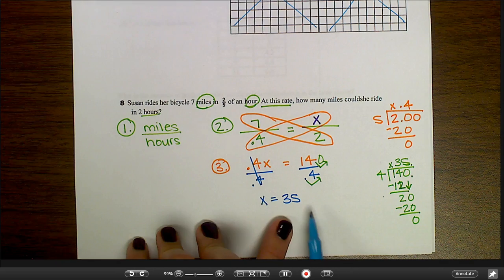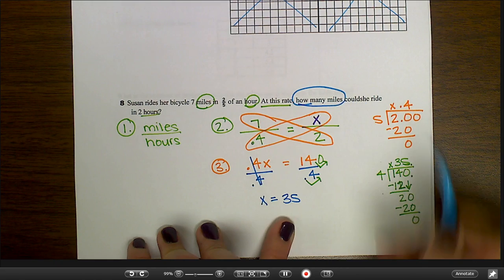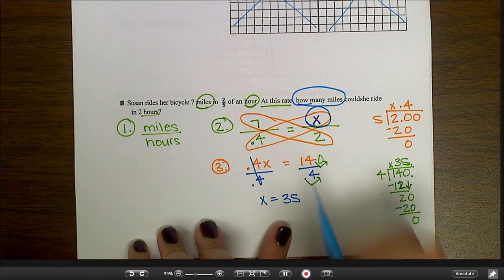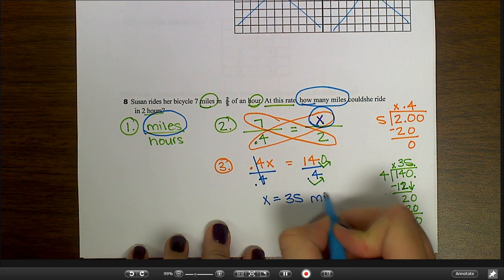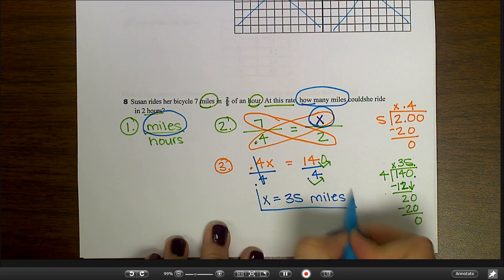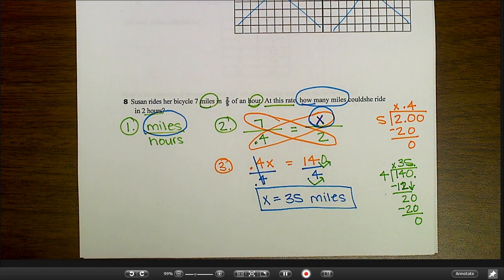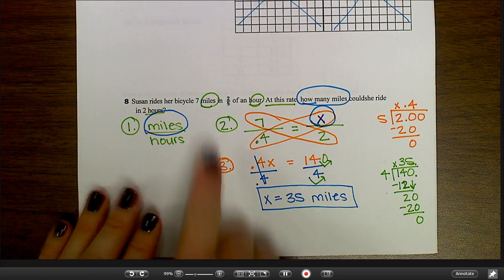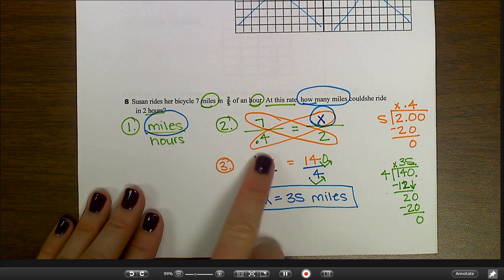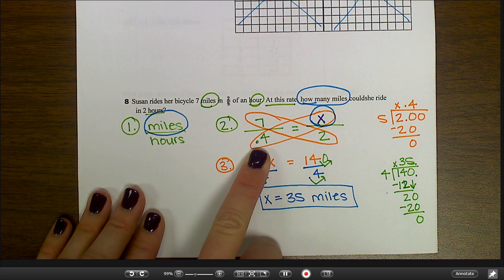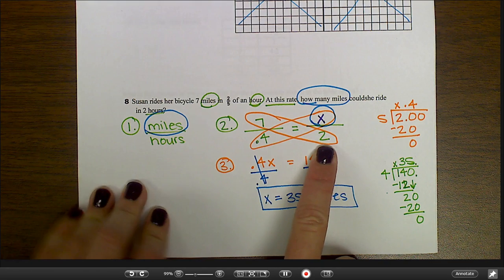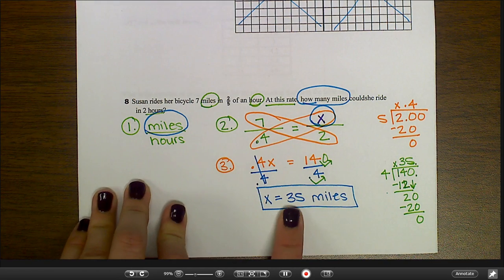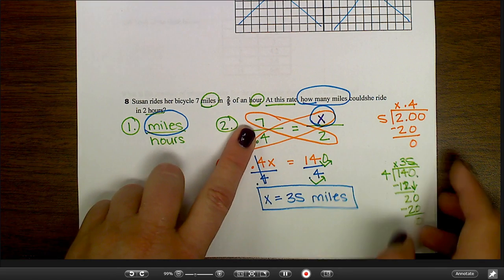But I can't leave this answer without a unit. So what's it asking for? How many miles? Remember, X was on top. That's where miles is. So all signs point to miles as my unit. And this answer is reasonable because 7 miles in 0.4 hours, so I should be able to ride more miles in 2 hours because 2 is significantly larger than 0.4. And 35 is significantly larger than 7 miles.